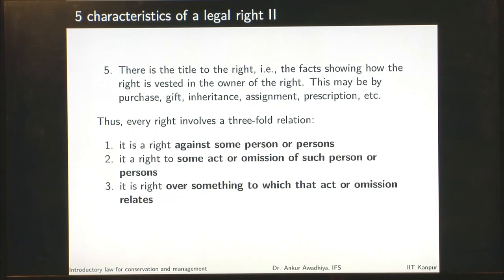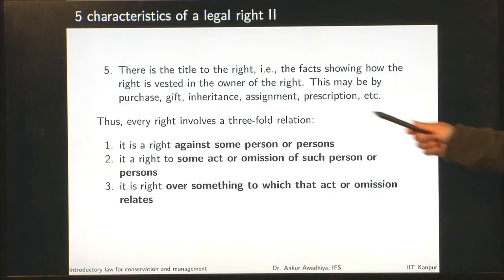And the fifth thing is, there is a title to the right. That is the facts that show how the right is vested in the owner of the right. This may be by purchase, gift, inheritance, assignment, prescription, etc. So when we say that you have the right over a particular property, say the right over a house, then title is asking the question, how did you get this right? So this getting of right can be, say, through purchase. If you purchase the house, you can get it through inheritance from your parents, you can get it as a gift, or there might be a law that says, okay, you have this right, such as the fundamental rights. So in the case of fundamental rights, the title is coming from the Constitution of India.